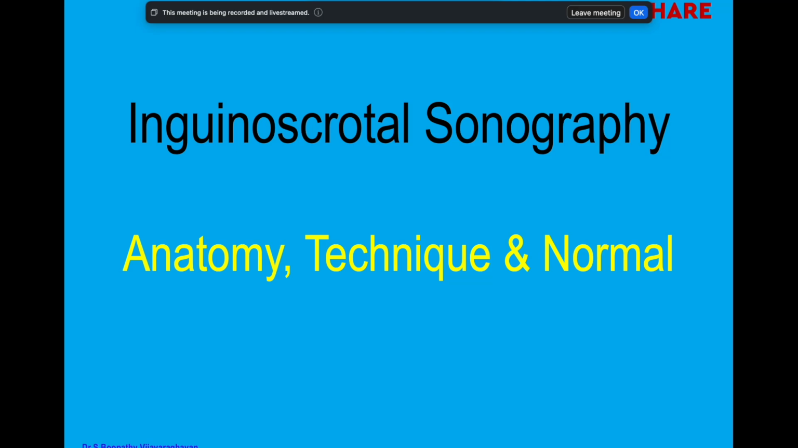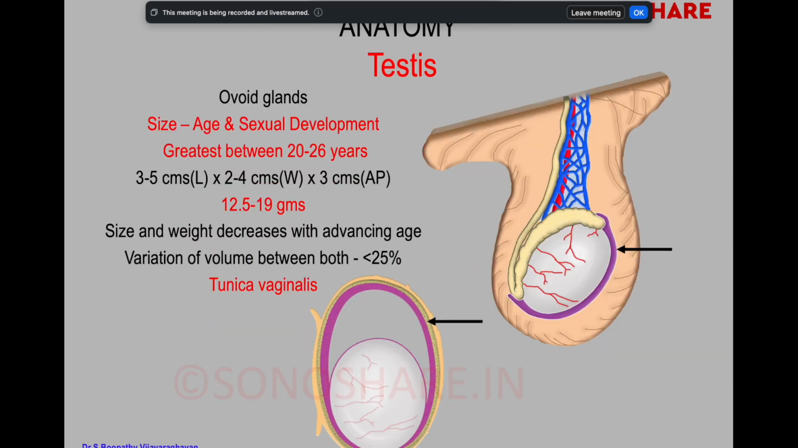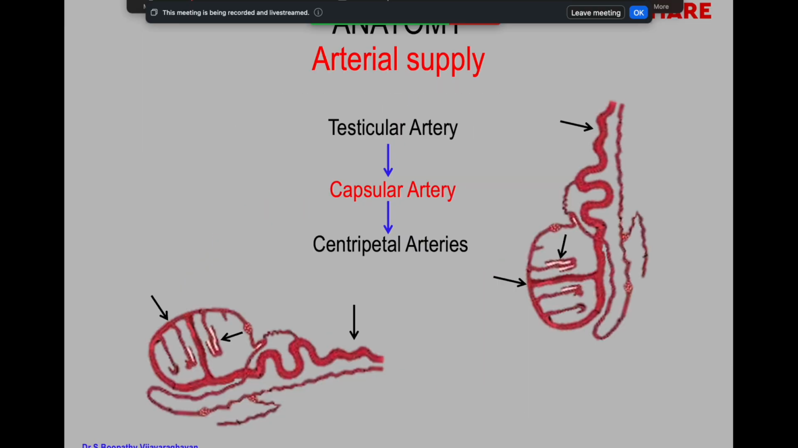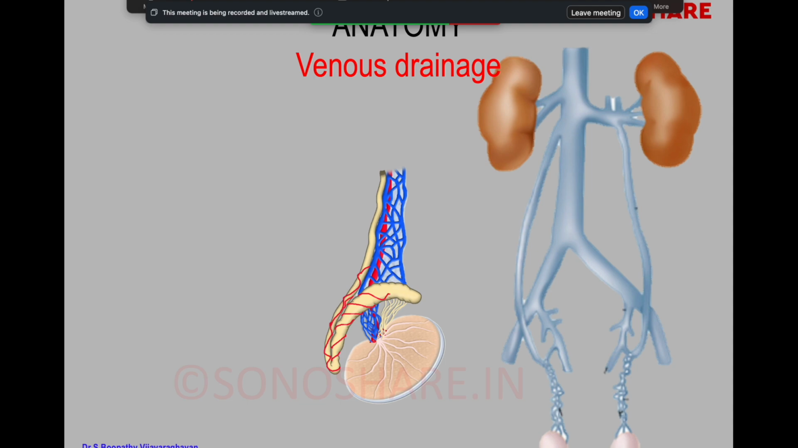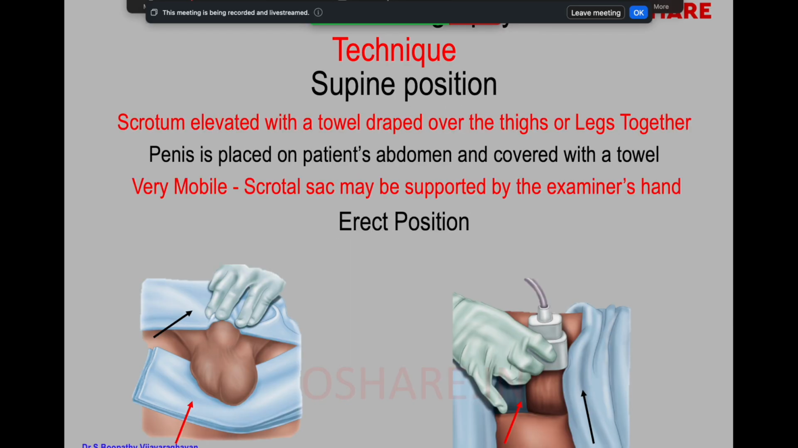Going to the topic, this is the inguinoscrotal sonography: the anatomy, the technique and normal. In patients with a metastatic germ cell tumor or unexplained retroperitoneal coverings, one is the tunica vaginalis, the outer one, and the tunica albuginea, tail of the epididymis, and it continues as the single which go along the septa into the testis. The testis to assess the size, echogenicity and blood flow by the Doppler. And erect scan also is done to study the varicocele or hernia.